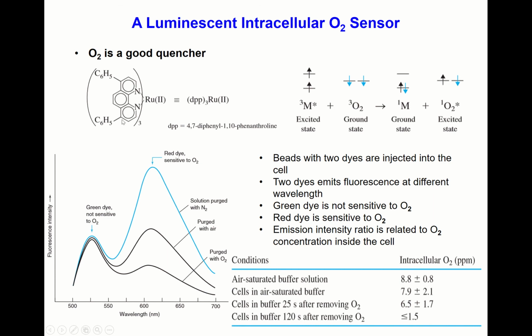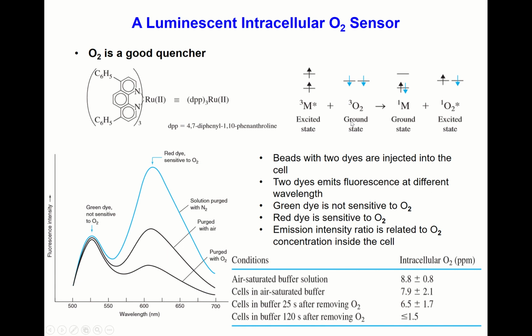Let's see this one. This molecule is M. When it absorbs light, one electron from the ground state is excited to a higher level. At the ground state, these electrons are paired. That's a singlet state. But once it absorbs light and becomes an excited state, the electron spins have the same direction. That is a triplet state. And then here you have oxygen.